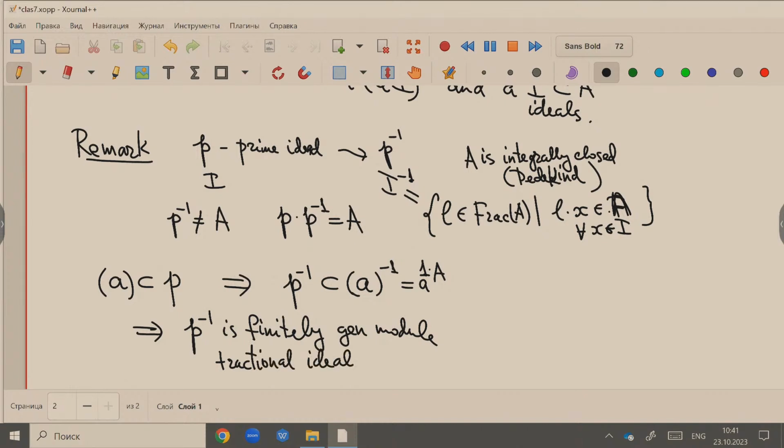Is it something like a dual line bundle? Is it something like a dual line bundle? Вот, по-русски спросите, что? Дробные идеалы — это типа линейное расслоение.